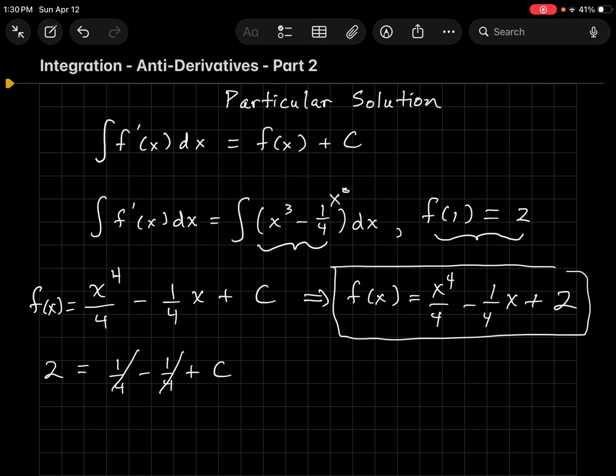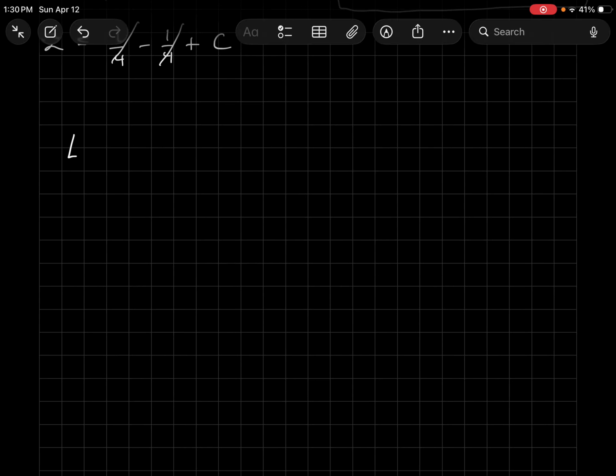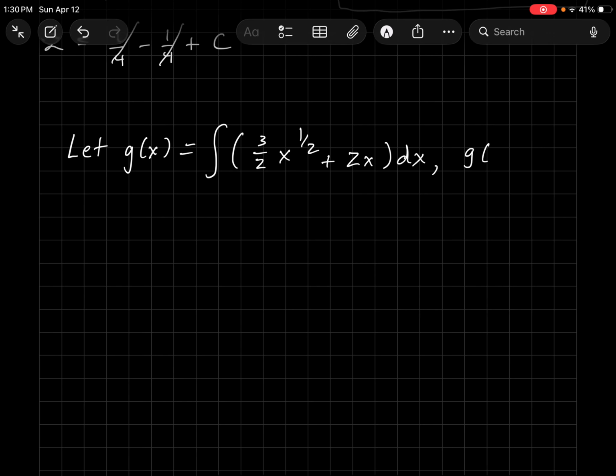Let's do some more examples just to get some practice. Let g of x equal the integral of 3/2 x to the 1/2 plus 2x dx, where g of 4 equals negative 1. What is the particular solution for g of x?